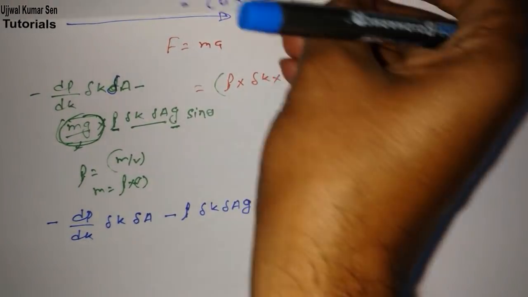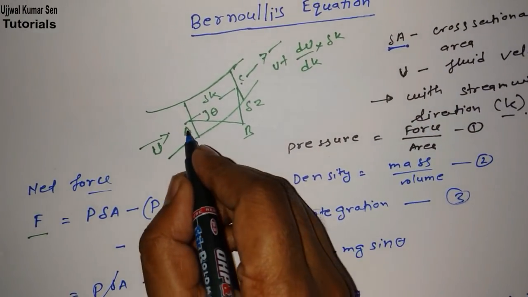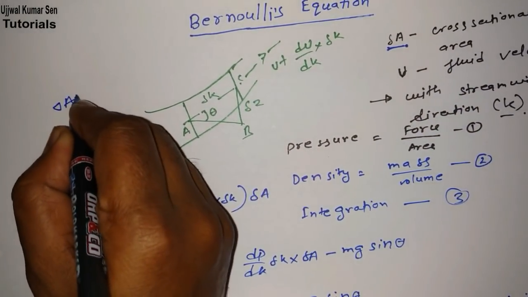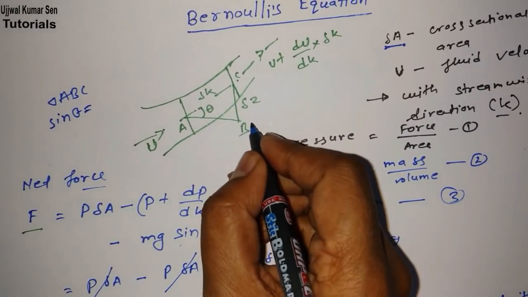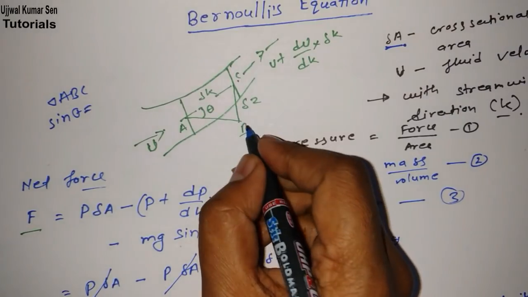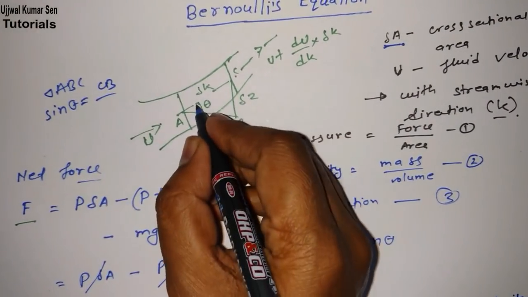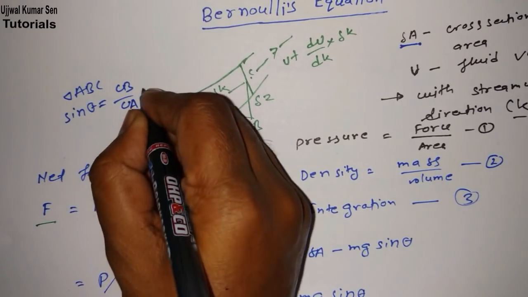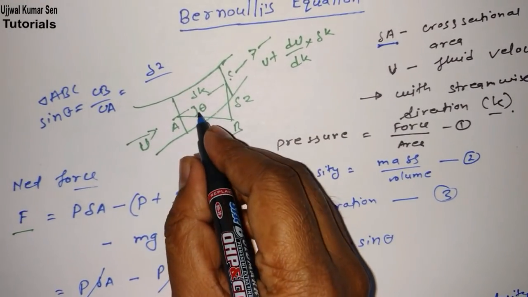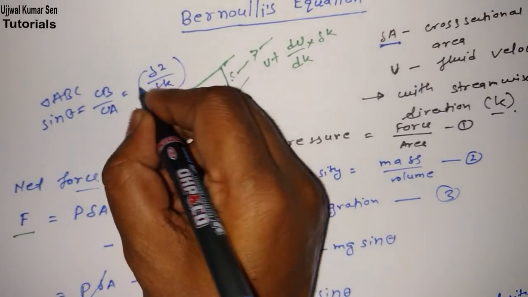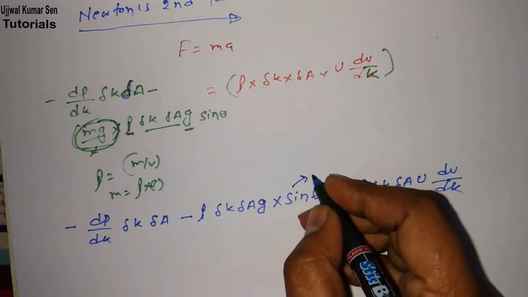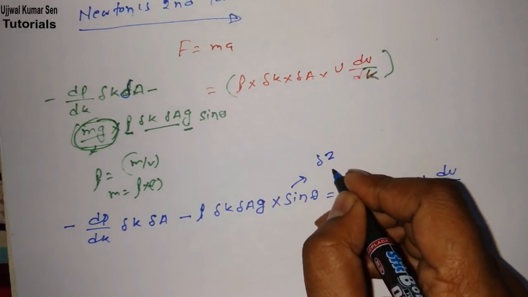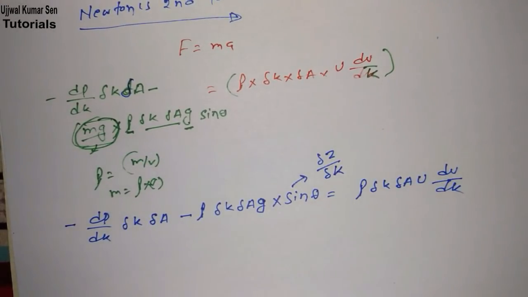Now from this triangle, let's see this triangle ABC. From triangle ABC, sine theta is equal to p by h. So p by h means p is CB by CA. CB is delta Z and CA is delta K. So in place of sine theta, we can write delta Z by delta K. This is the thing we can write here.